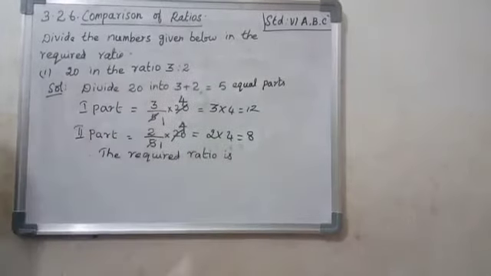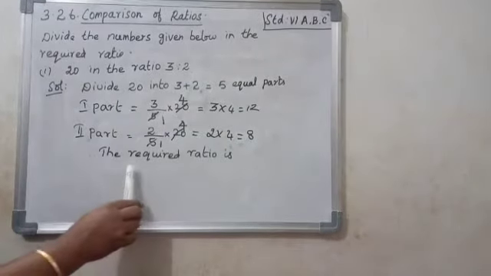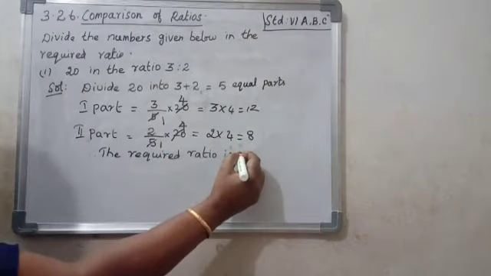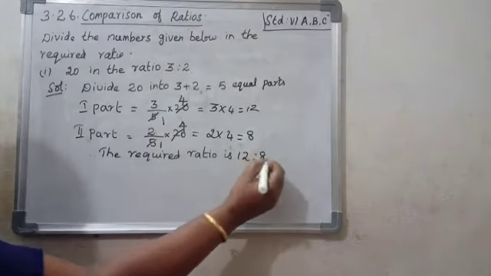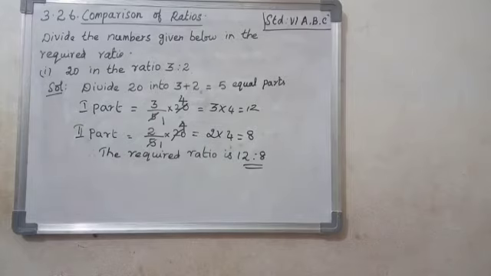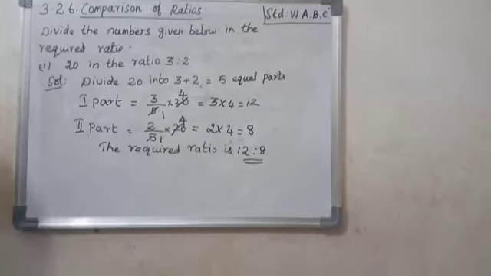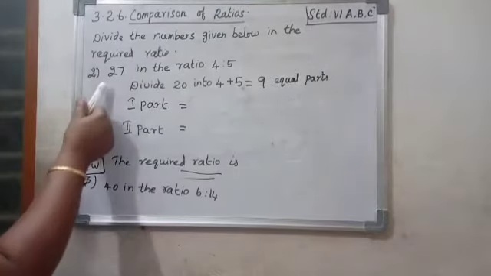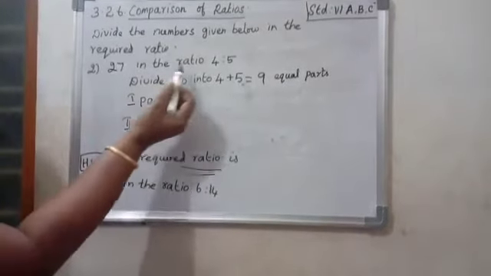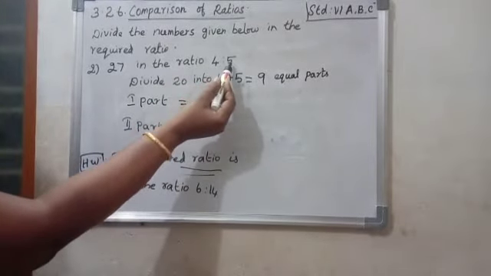So what is the required ratio? 12 is to 8. Second question. 27 in the ratio 4 is to 5.